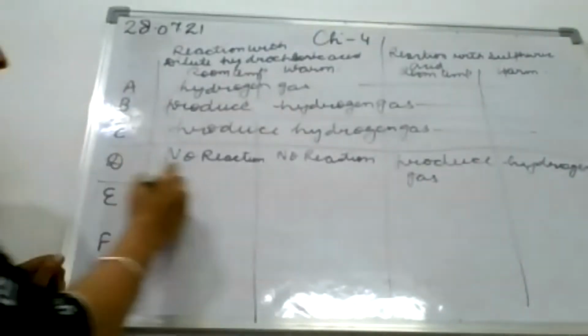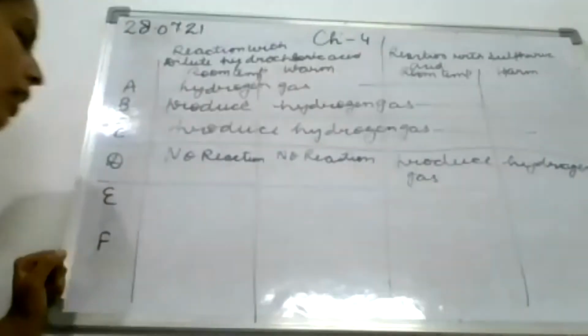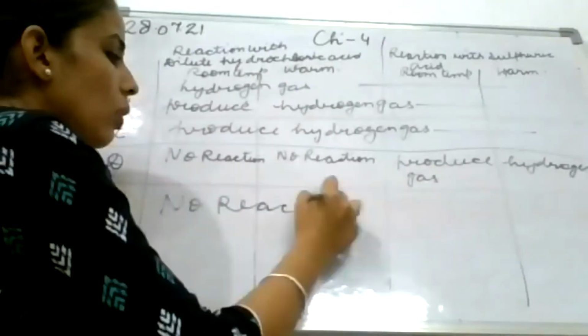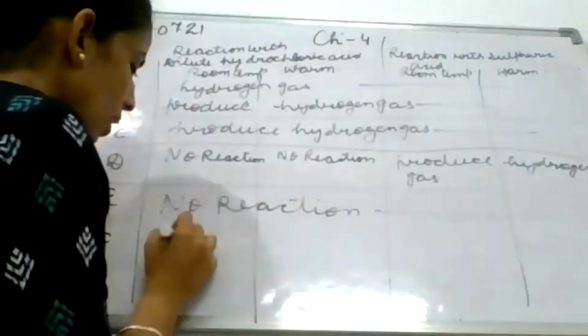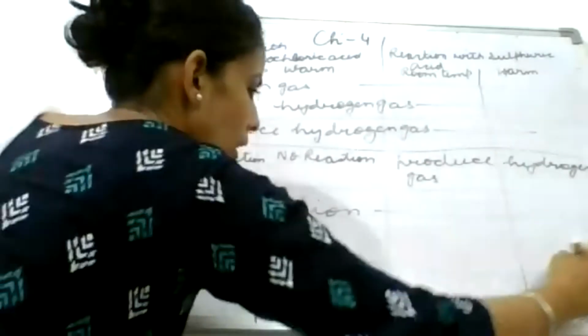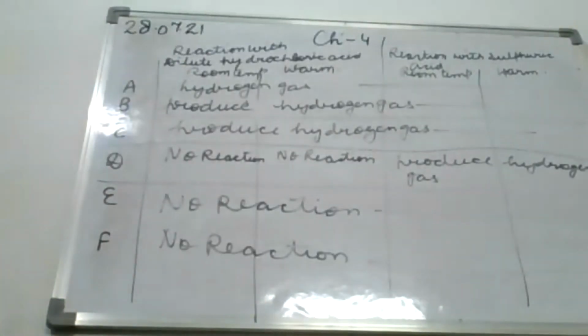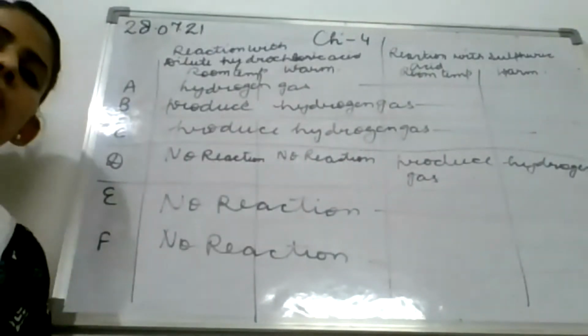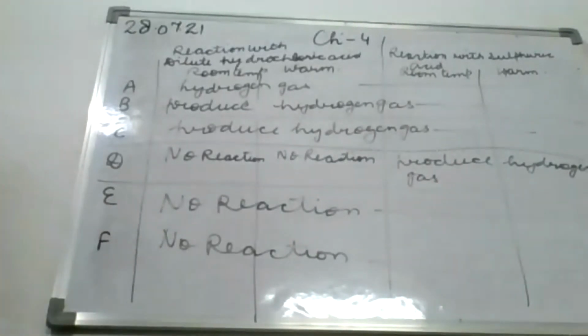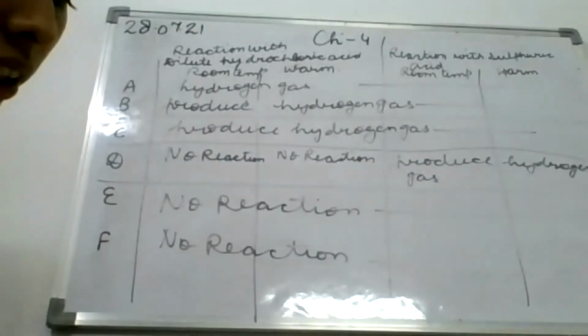Here and next are the non-metals. In all the columns you will write no reaction. No reaction. In the case of sulfur also there is no reaction. So I will show you its video so that it is more clear to you. Okay. Now next, coming to page number 50.